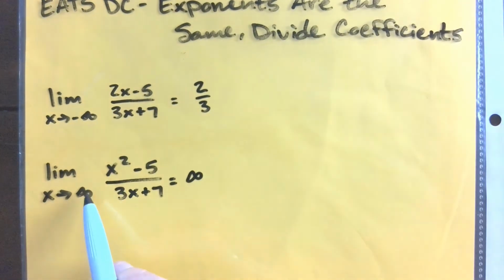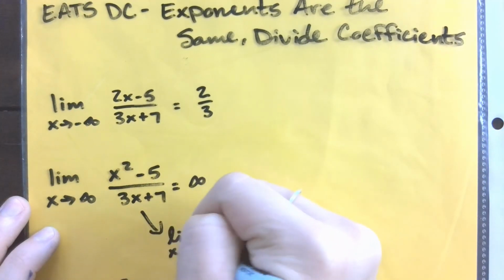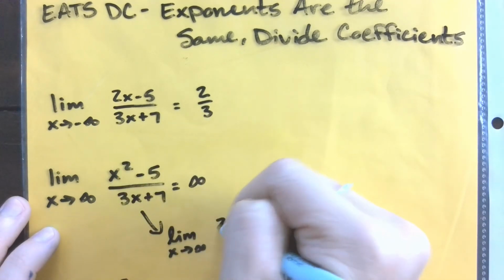But remember also, when I'm plugging in this infinity, I'm really getting infinity over infinity. So I can use L'Hopital's rule. If I take the derivative of the numerator, I'll get 2x.